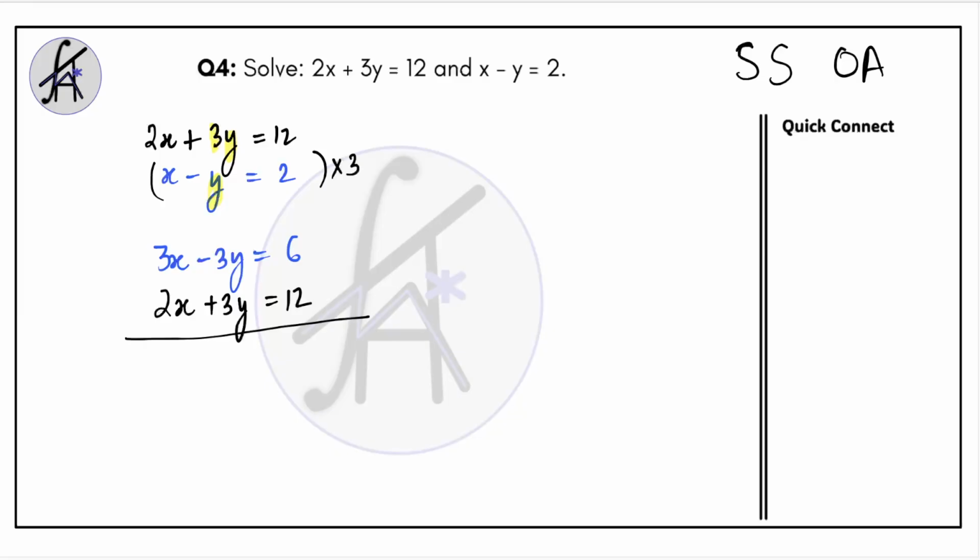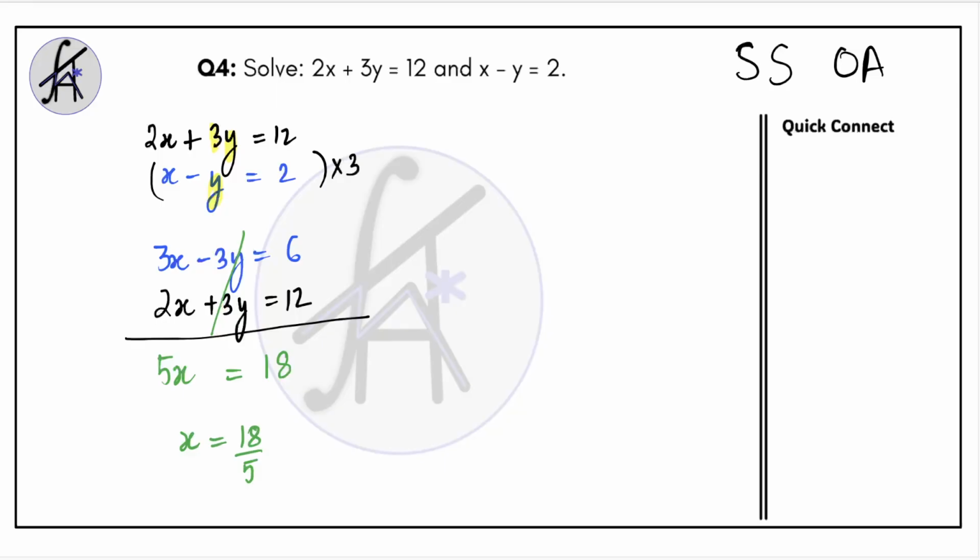Okay, so right now we have opposite signs. We are going to be adding them up. So if we add them up, 3x plus 2x will give us 5x. The y terms would be 0, just cancel them out. It is equal to 12 plus 6, that is 18. Correct? Now, what's the value of x? x is 18 fifths.